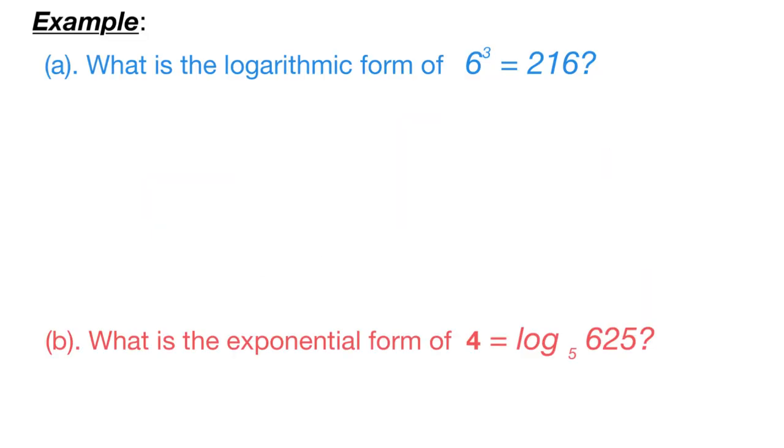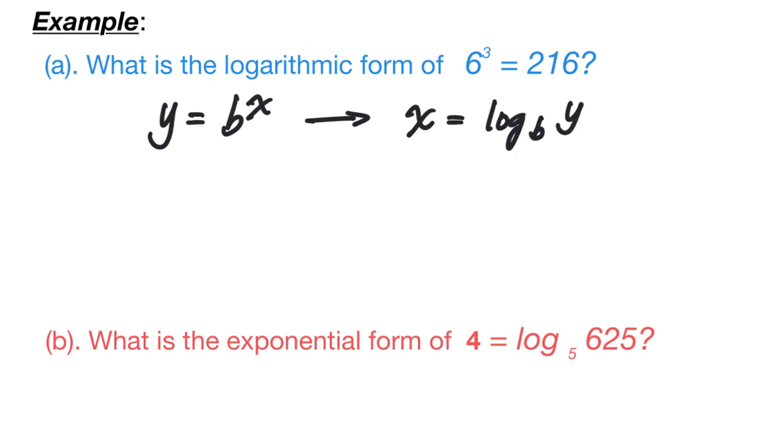Let's look at this one. What is the logarithmic form of 6 cubed is equal to 216? Now let's remember something in here. To convert exponential to logarithmic, let's look at your exponential here. This is going to be y is equal to b raised to x, and we're going to write it in logarithmic form. So that's going to be x is equal to the logarithm base b of y. Okay, given that fact, let's now convert it.